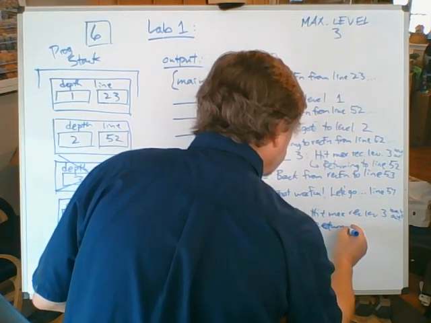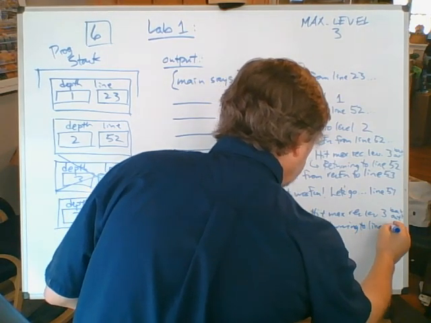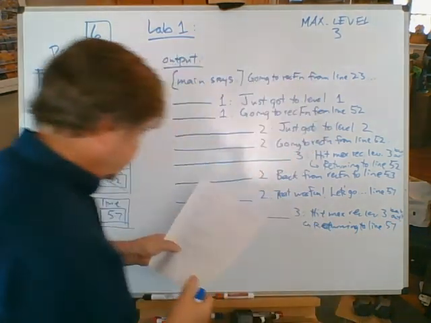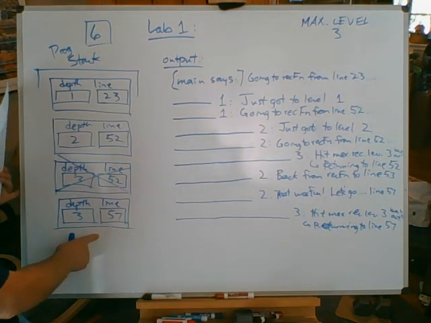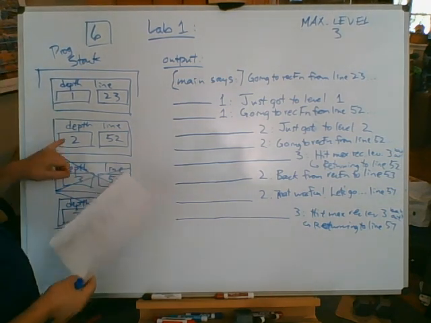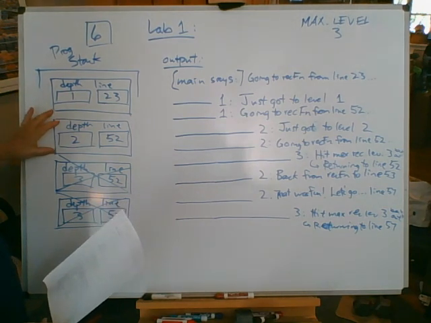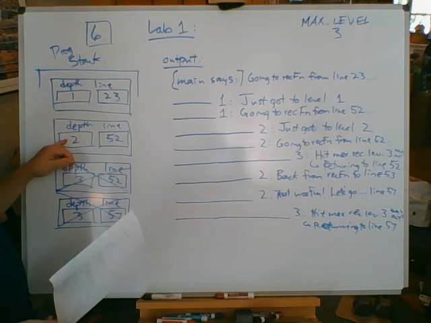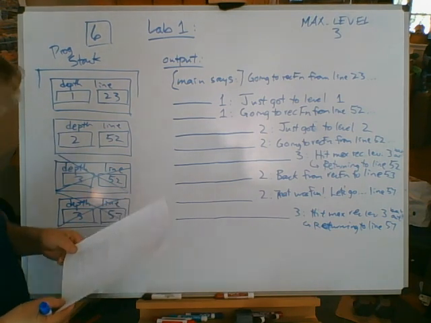Returning to line 57. When it returns, this one didn't last very long, did it? That gets popped off, and it goes back where it came from, which is the call. It's actually the second call to the recursive function that thinks that the depth is rightfully 2 and the line is rightfully 52, except we're picking up where we left off on line.